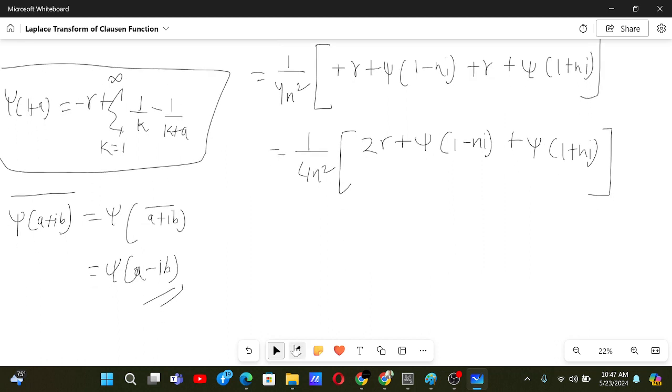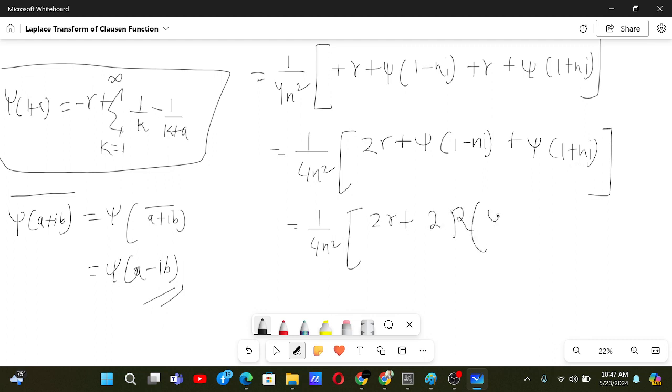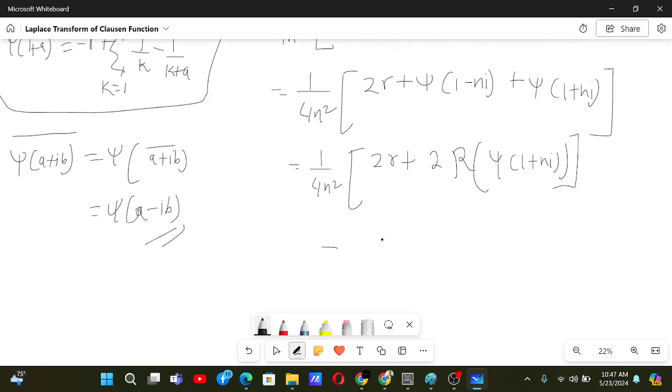So we can write this as 1 by 4n square times 2 times Euler-Mascheroni constant plus... Now we know that a number plus its conjugate is just 2 times the real part of the number. So let's take the other one, digamma of 1 plus ni, and yeah, this seems to be our solution for the sum. Euler-Mascheroni constant plus 2 cancels out.